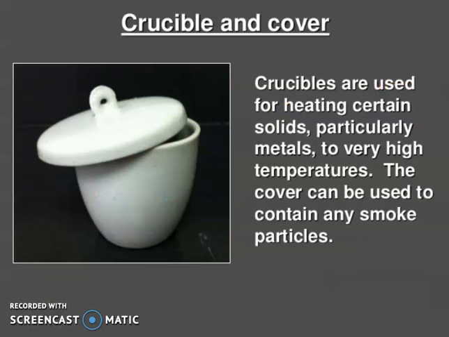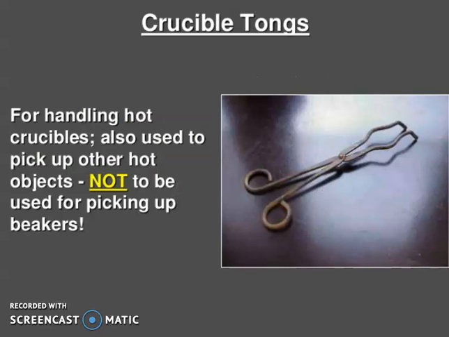Now crucible and cover. Crucibles are used for heating certain solids, particularly metals, to very high temperatures. The cover can be used to contain any smoke particles. Now friends, you can see the crucible tongs for handling hot crucibles, also used to pick up other hot objects, not to be used for picking up beakers.